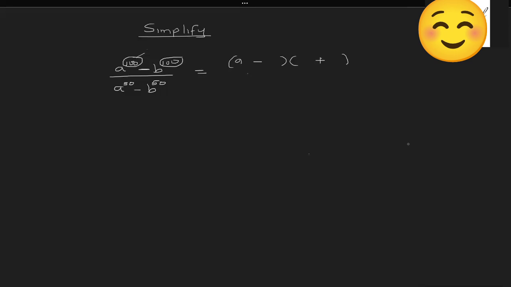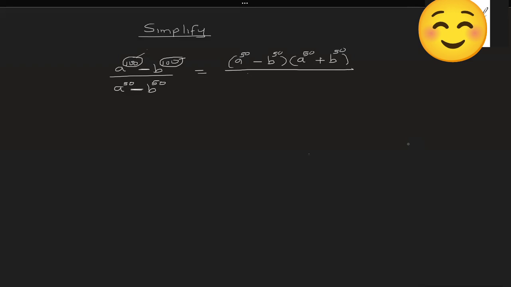So we're going to have a to the power of 50, and then we take this 100 as well, and then we divide it by 2. So we're going to have b to the power of 50. And then we do the same with this one. We're going to have a to the power of 50, and then b to the power of 50. Now, if we look at our denominator, it's a difference between two squares.